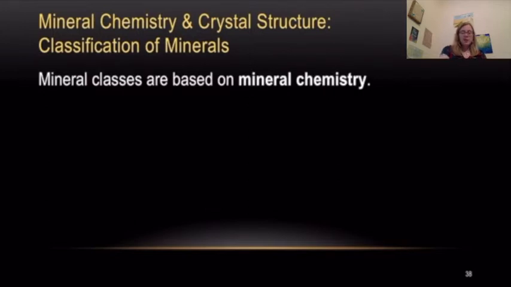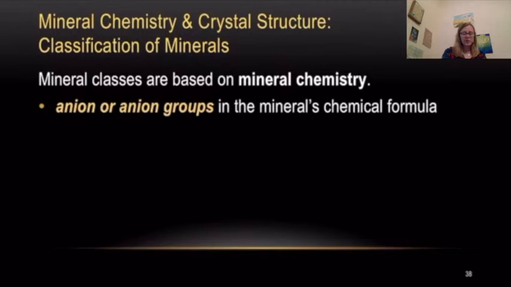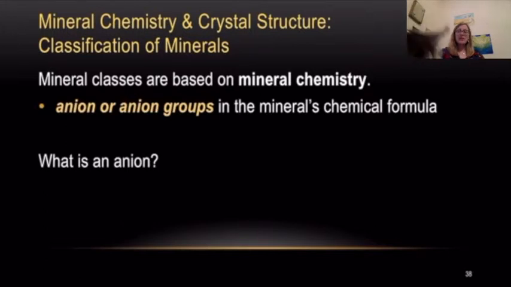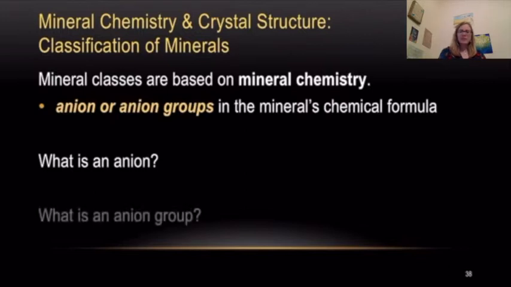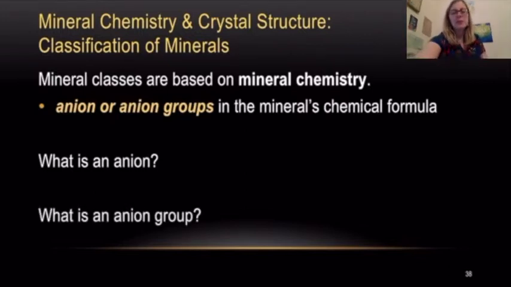Mineral classes are going to be based on mineral chemistry. So we've got anion groups and cation groups. Anions are anion groups and cations are cation groups. So what's an anion? What charge does an anion have? Is it negative or positive? Anions have a negative charge. What's an anion group then? An anion group is going to be anywhere we've got a group of elements that when they come together, they become negative.